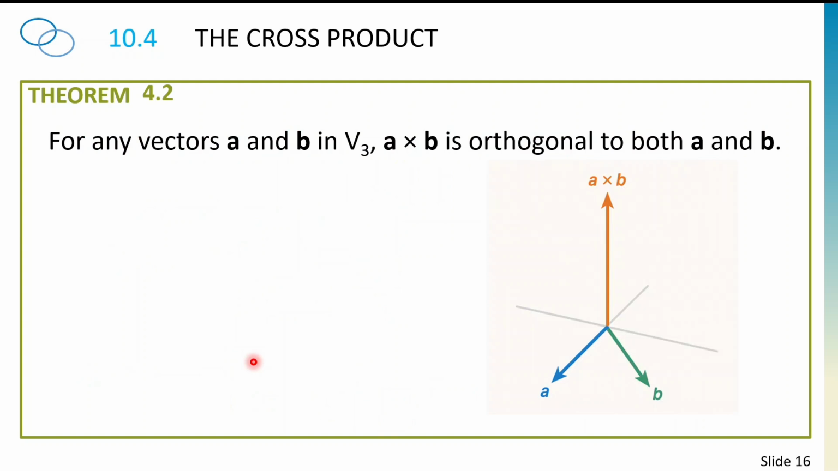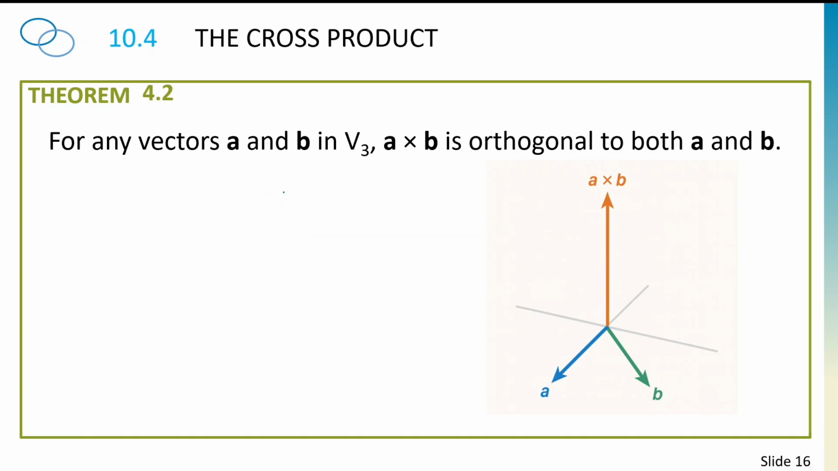This theorem says what? For any two vectors A and B in the 3-dimensional space, their cross product is orthogonal to both A and B. So what does that mean? If I have the two vectors A and B, their cross product is always perpendicular to both A and B. Remember, when we say orthogonal, we also mean perpendicular. So they create an angle of 90 degrees with A and B.